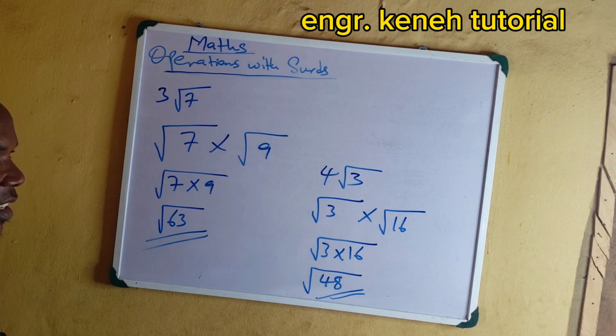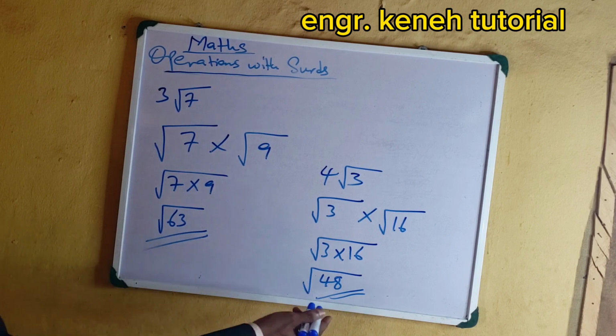So that is how this can be converted to a single surd. In objectives, especially in WAEC, even in JAMB, they may say convert this to a single surd. Look at how it can be converted.